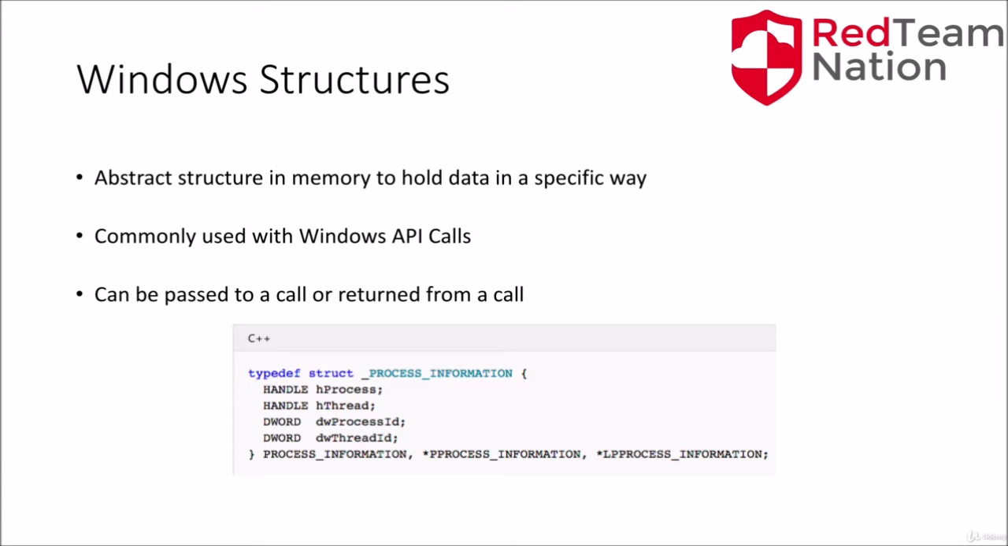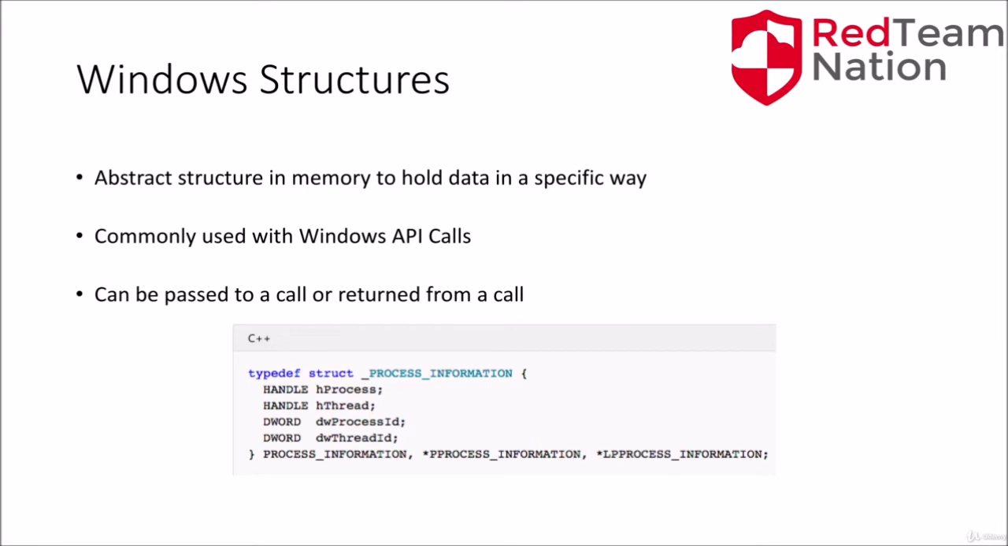But in this particular case, I don't want you to worry too much about it. We're going to go over it in great detail when we start building this out and actually using them ourselves. Now, Windows structures are similar to handles in terms they're abstract structures in memory that hold data in a specific format or a specific way. Like I said, this is normally passed to an API call, or it can be returned from an API call.